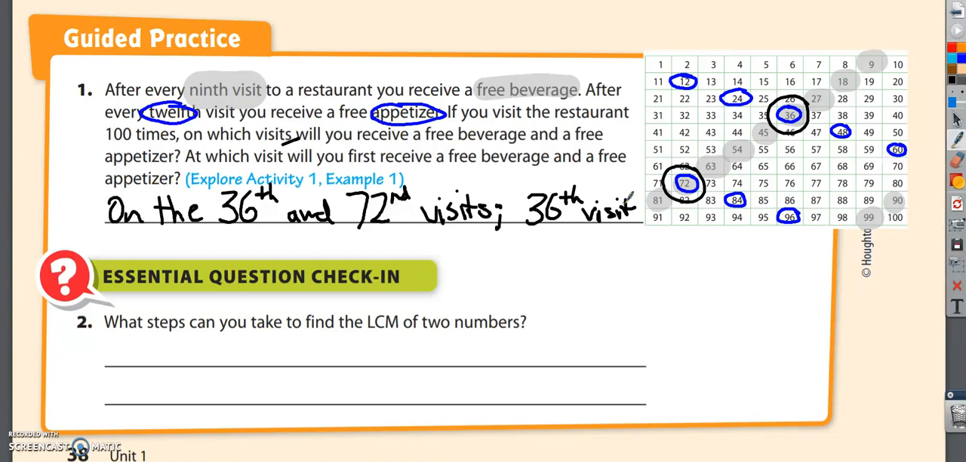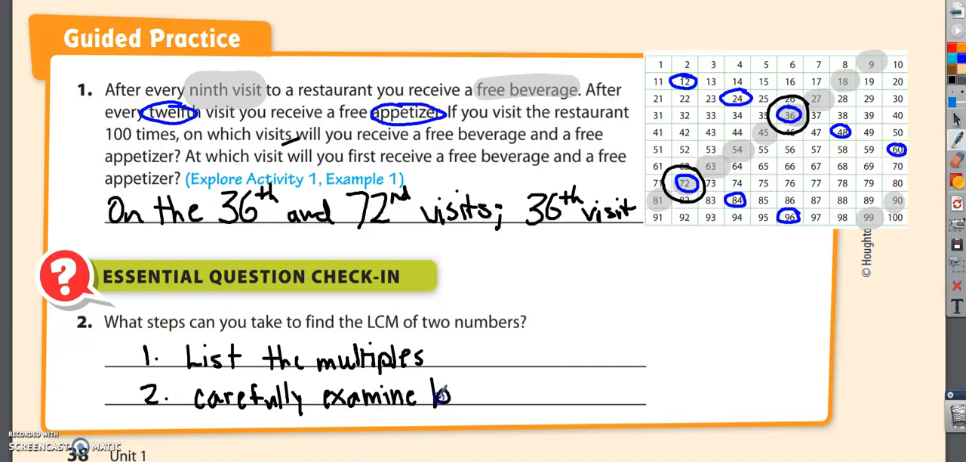Alright, question number 2 says, what steps can you take to find the LCM of 2 numbers? I think the first step is to list the multiples. After you list all the multiples, you carefully examine both multiple lists. And the last step is to select the lowest number, or the least. I'm going to say least because that's consistent with our terminology. Select the least number on both lists.